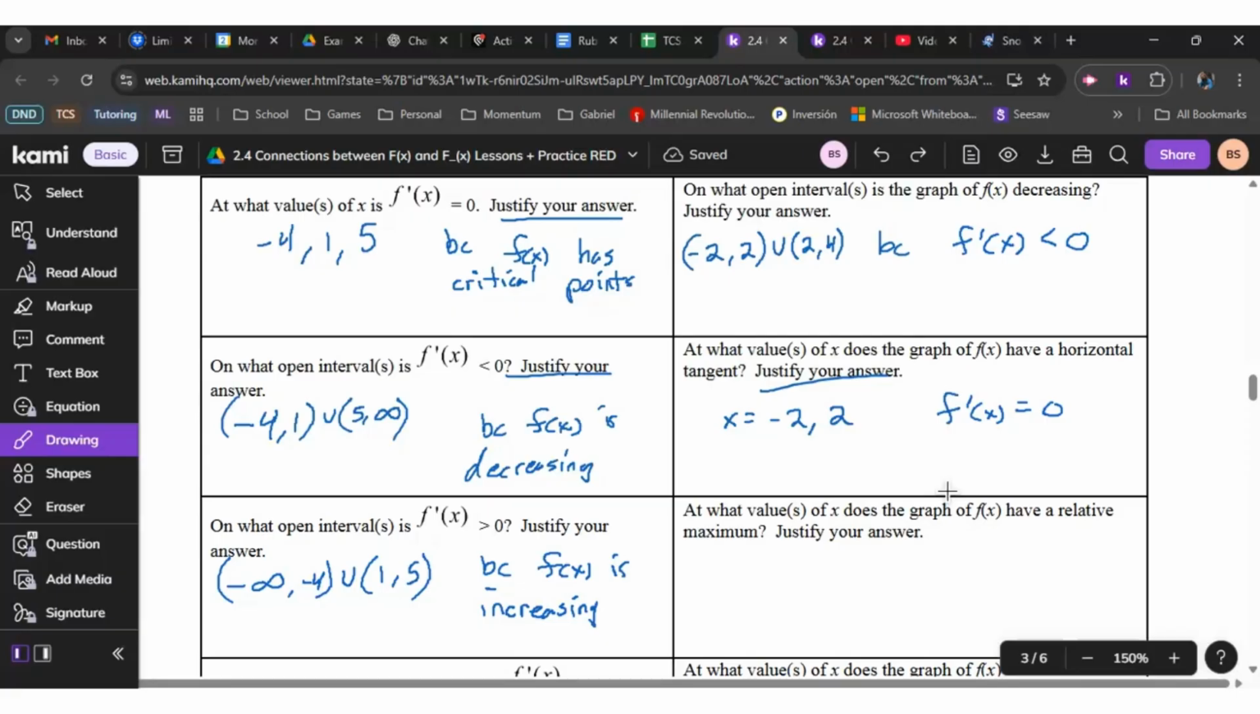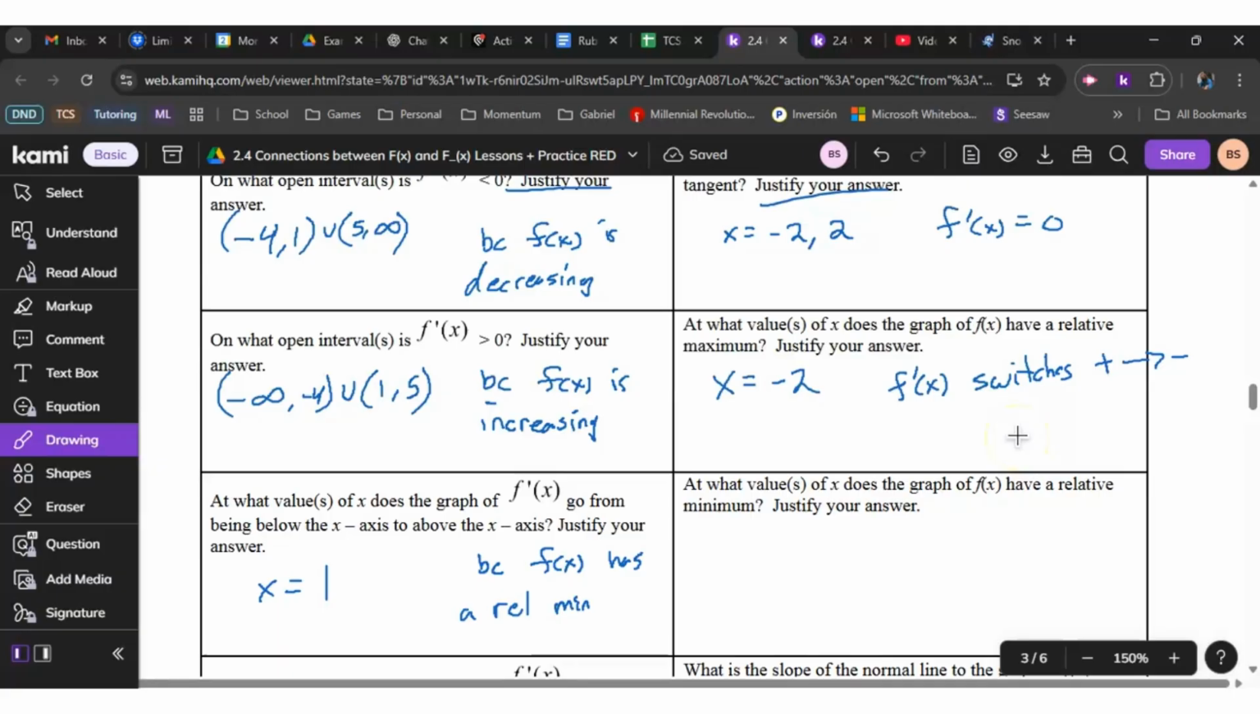When does it have a relative max? Well, let's start with the definition or the reasoning. f prime of x is going from positive to negative. Good. So we can say it switches from positive to negative. When does that happen? At 2 and at -2. Just one. Just -2. And we're going to talk about it; I'm actually really happy you brought up the other one. See? New critical points.